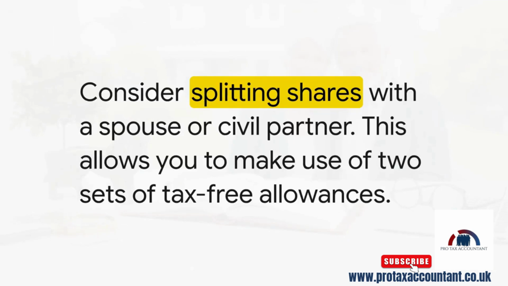Here's another pro tip for you. If your business structure allows for it, seriously consider splitting shares with a spouse or a civil partner. This is an extremely effective strategy because it lets you use two sets of allowances, two personal allowances and two dividend allowances. For many businesses, this can significantly lower the overall household tax bill.